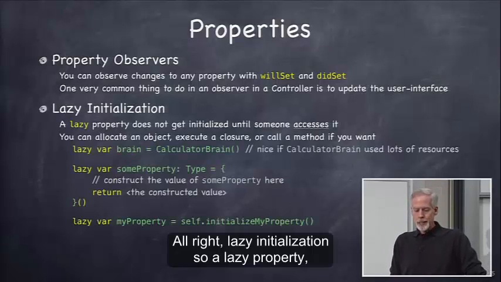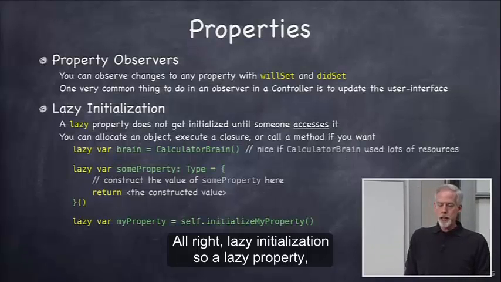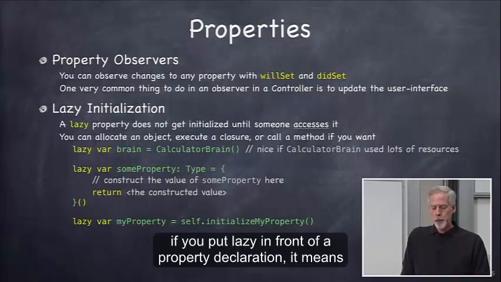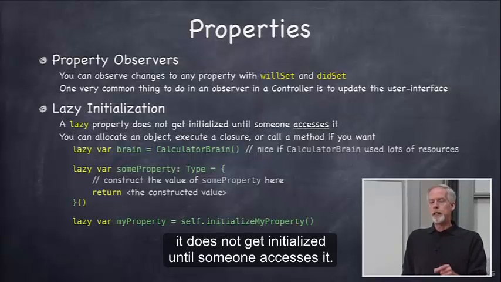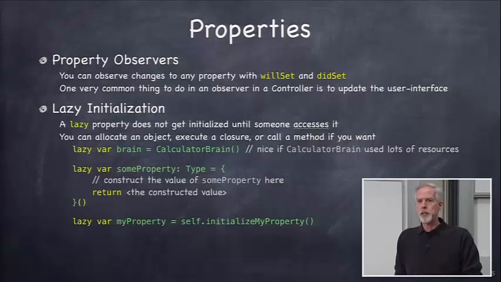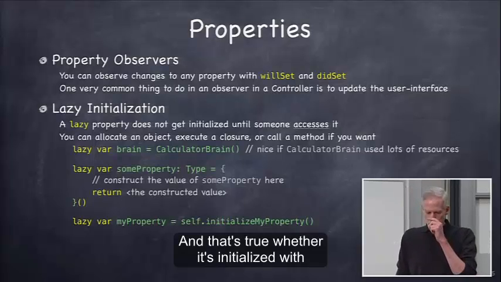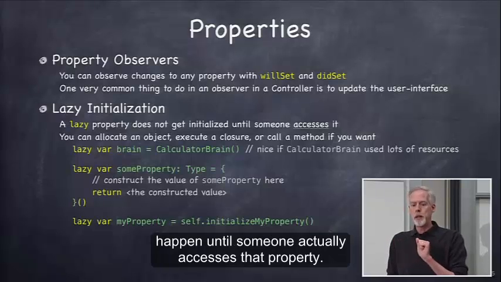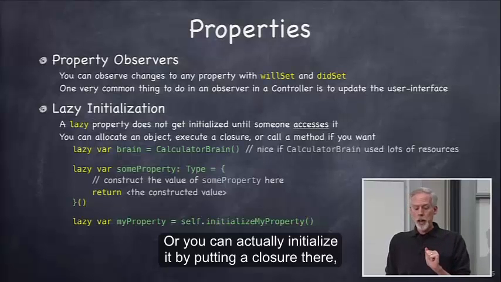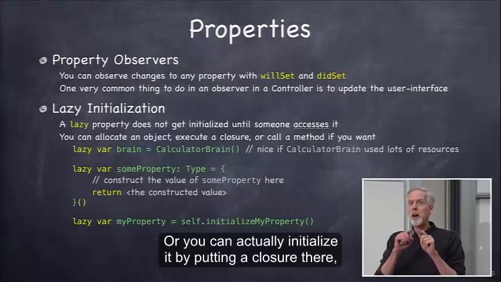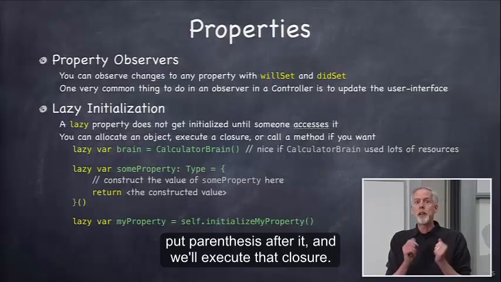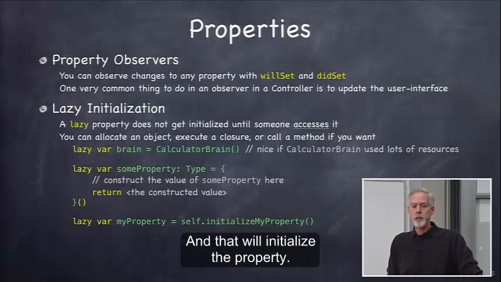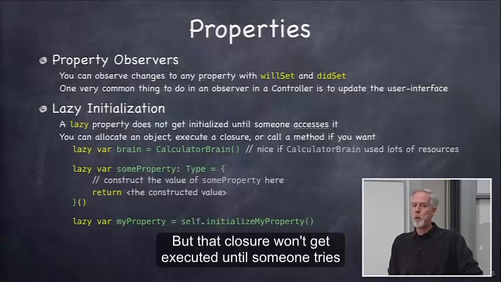All right, lazy initialization. If you put lazy in front of a property declaration, it does not get initialized until someone accesses it. That's true whether it's initialized with equals something, so that equals something will not happen until someone actually accesses that property. Or you can initialize it by putting a closure there, with parentheses after it, and it will execute that closure to initialize the property. But that closure won't get executed until someone tries to get it.